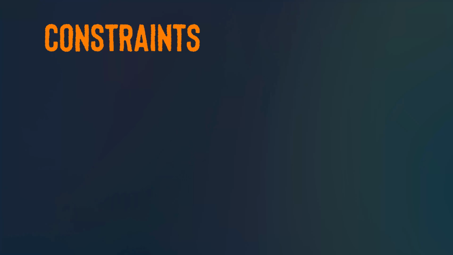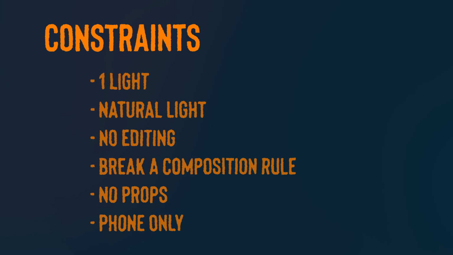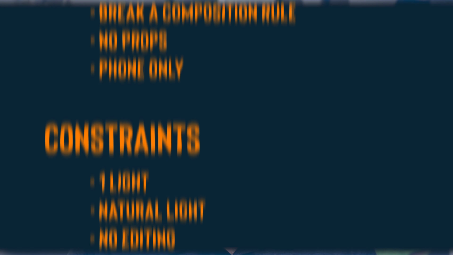Our constraints are using only one light, using natural light, no editing allowed, breaking one composition rule, using no props, and our last one is only being able to use a phone. And if you do the smartphone-only challenge and you draw that card, don't be afraid, because if you've watched our previous episode, you already understand the basics of lighting and composition, so there's no excuse for a bad photo.